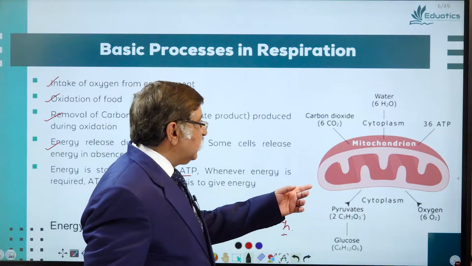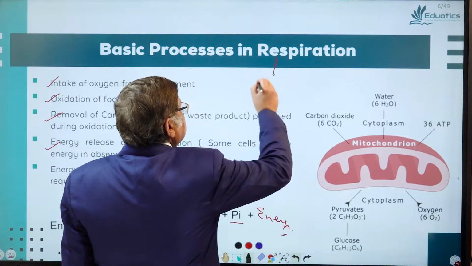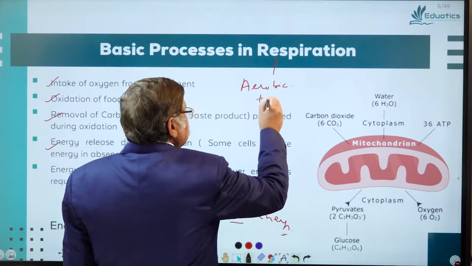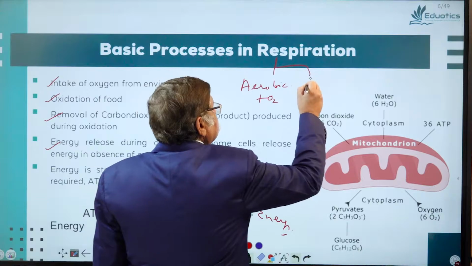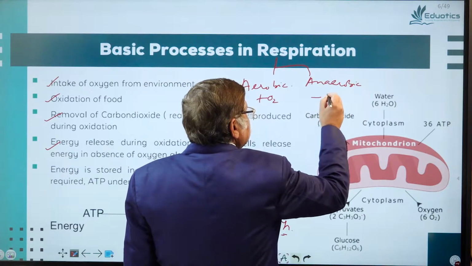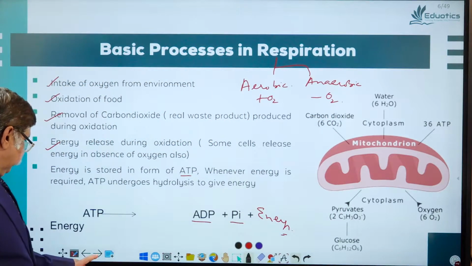Now this is how they are showing that we can have two types of respiration: aerobic, in the presence of oxygen, and anaerobic, in the absence of oxygen. So these are the details we'll be discussing.